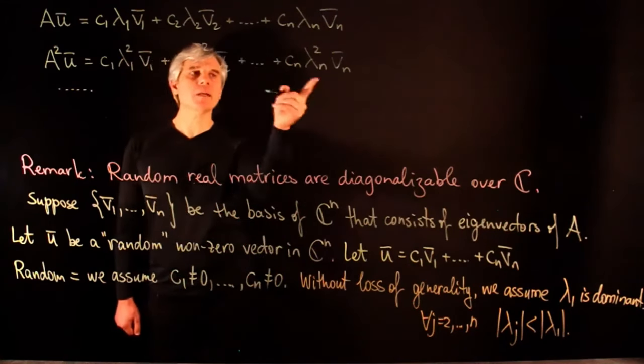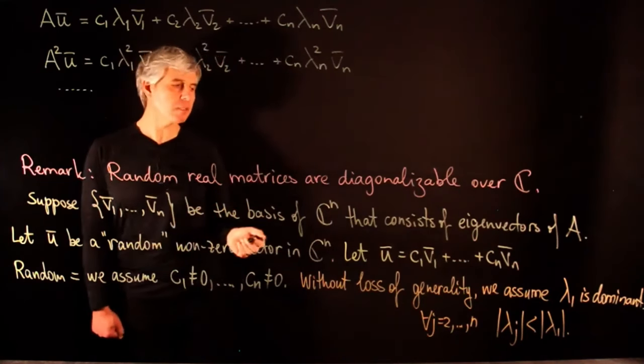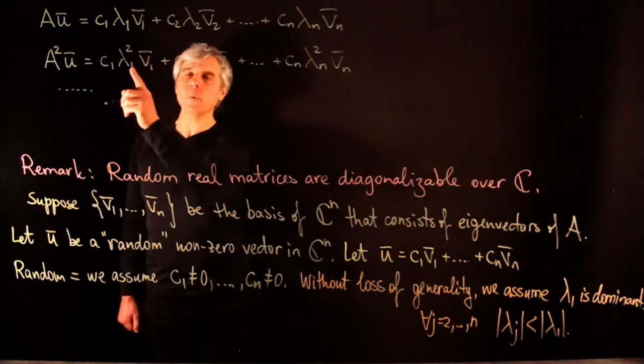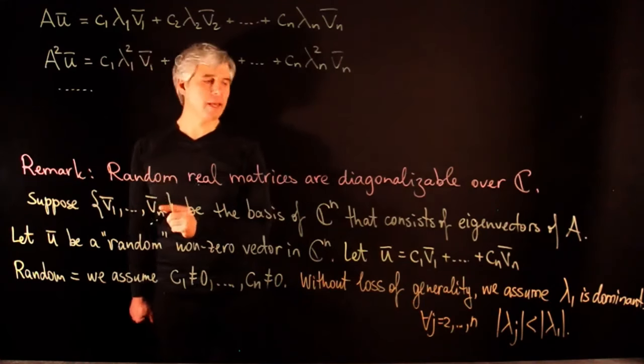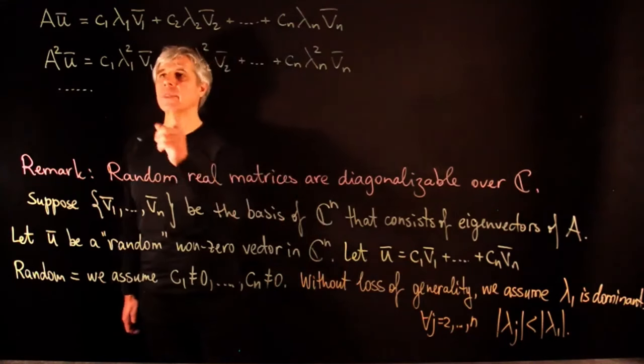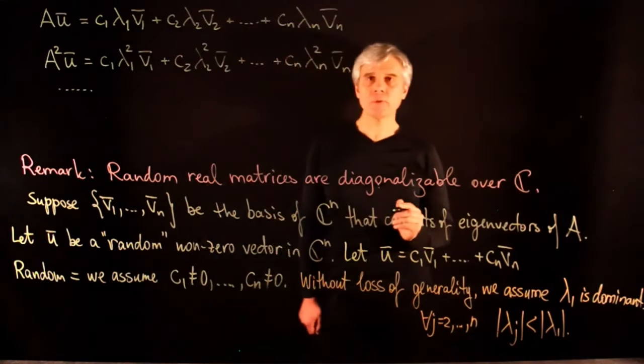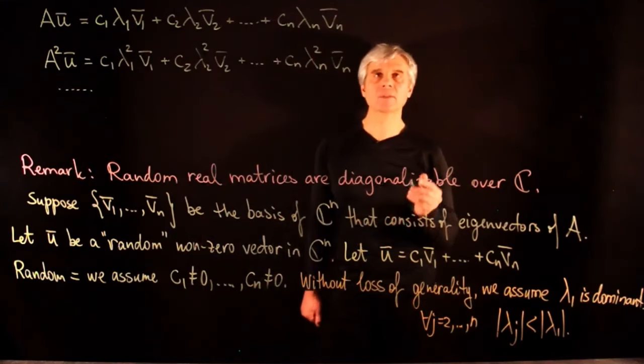Now, there is one numerical problem with this process. If the norm of lambda 1 is greater than 1, then the coefficient at V1 will go to infinity. And if the norm of lambda 1 is strictly less than 1, then all of these coefficients will go to 0. There is, of course, an easy way to correct the situation.